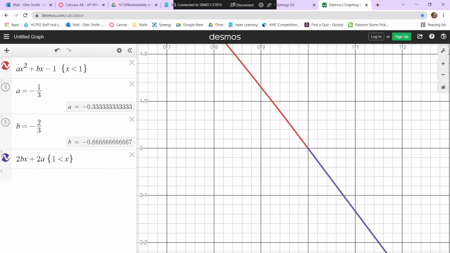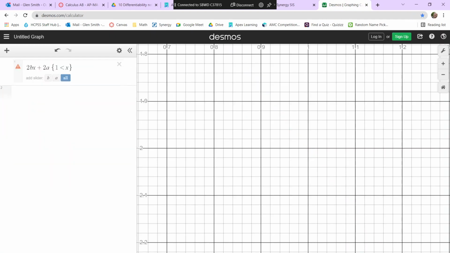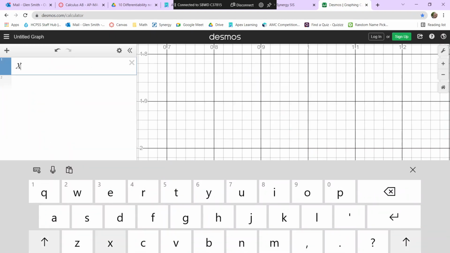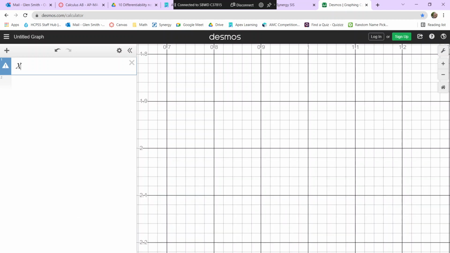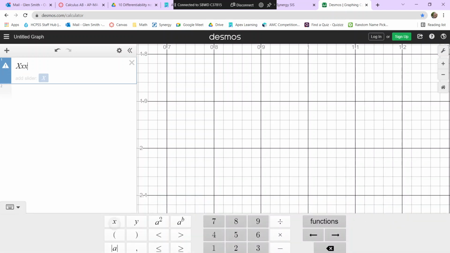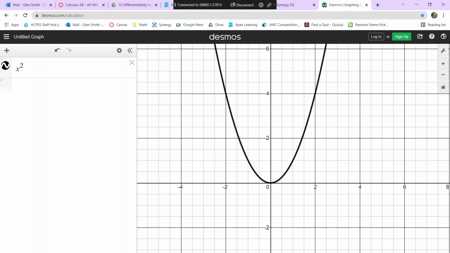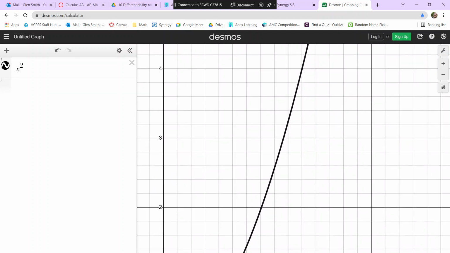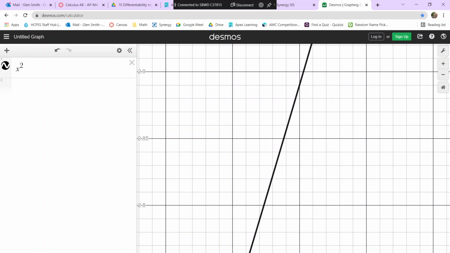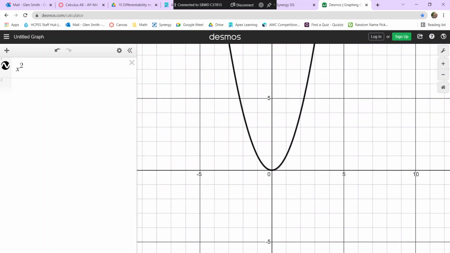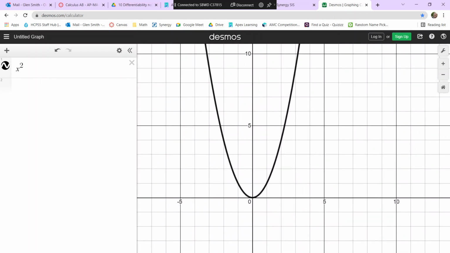Let's go to Desmos. Okay. Give me this keyboard. X squared. There we go. We're zoomed in super far, but that's what x squared looks like, right? If I zoom in on any single point at all, look at that, it looks like a line. X squared is differentiable everywhere. It's a nice smooth curve, okay?